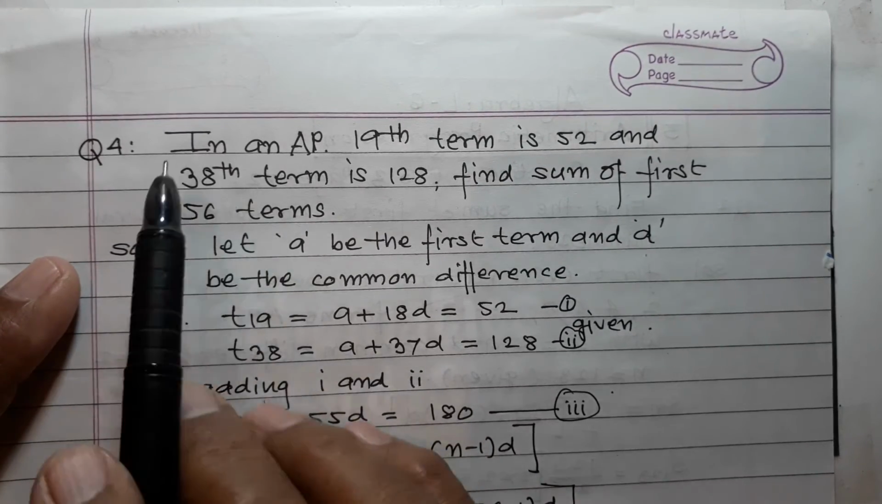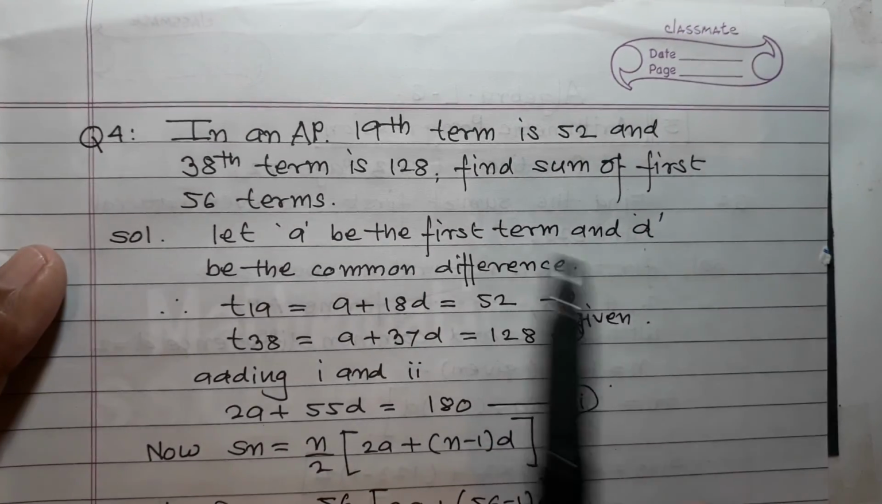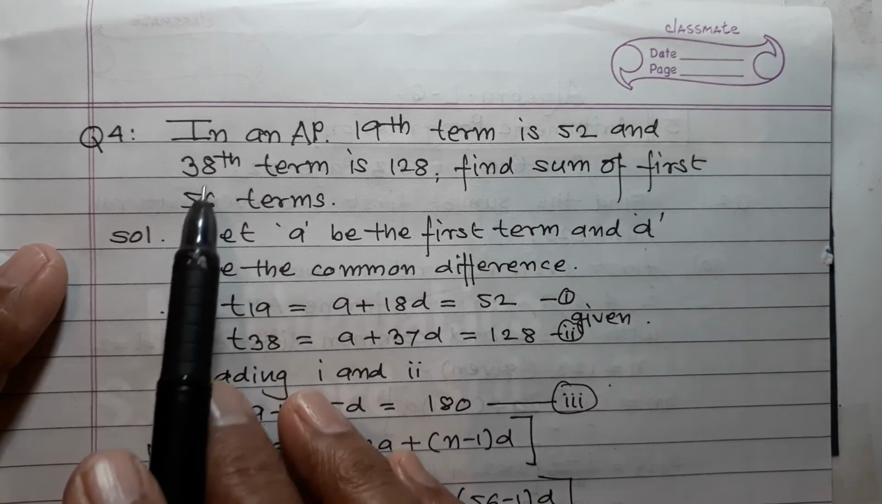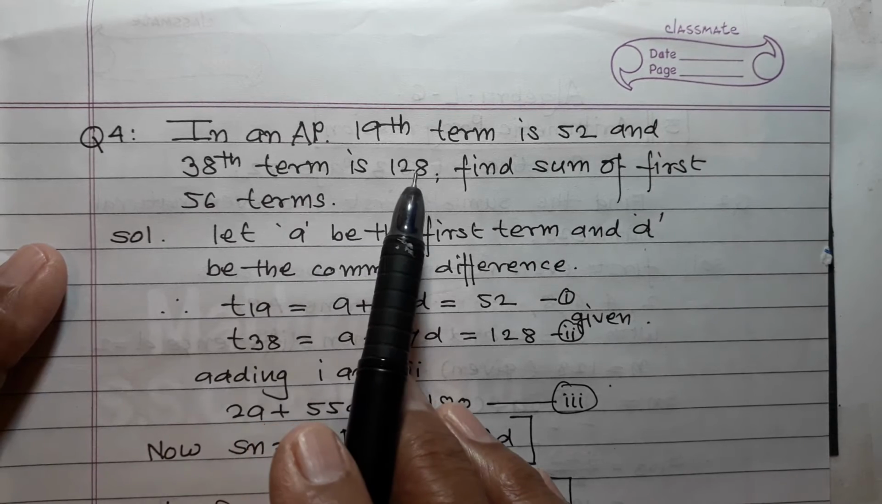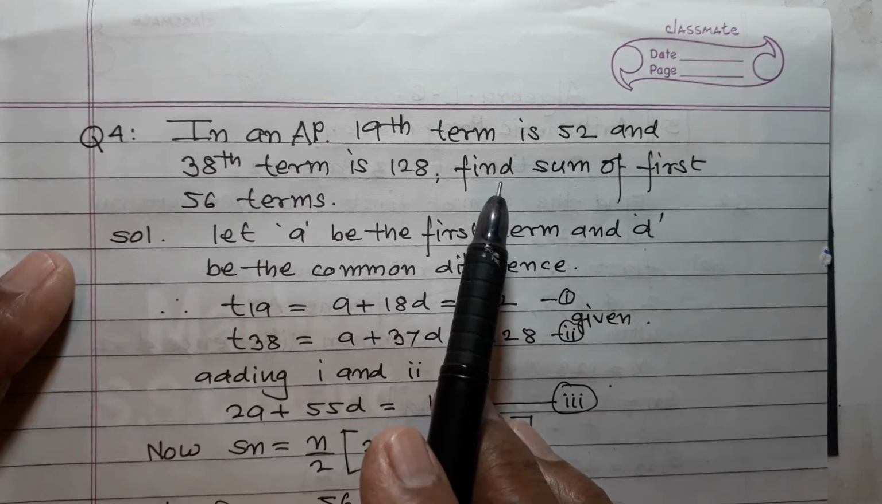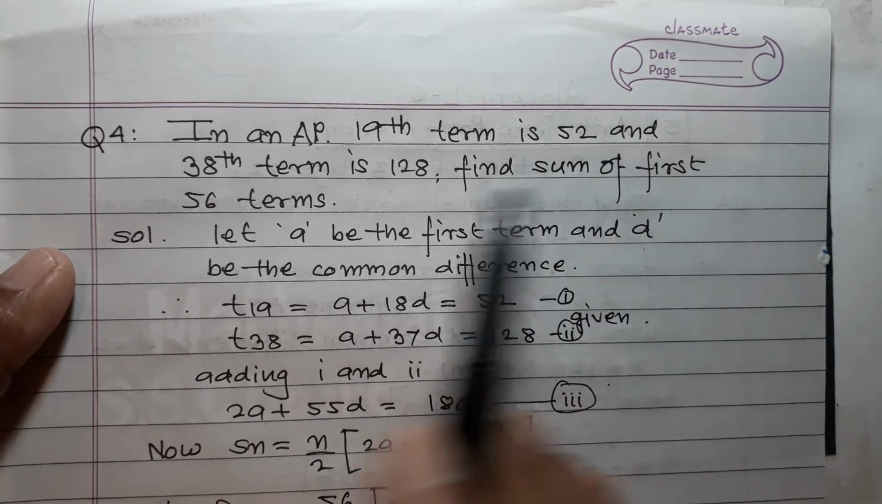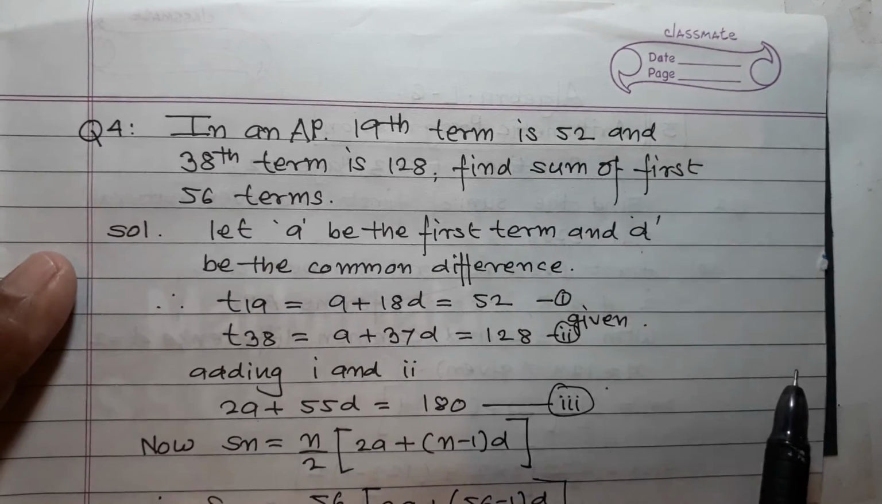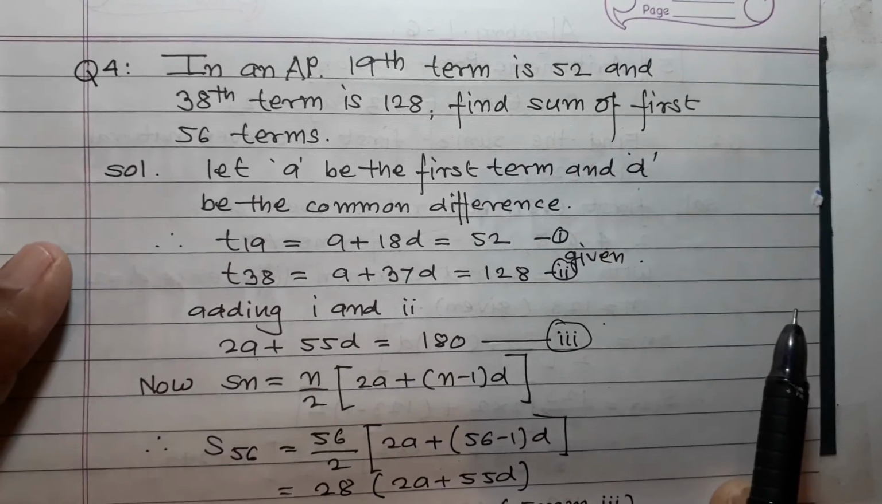Question number 4. In an AP, the 19th term is 52 and the 38th term is 128. Find the sum of first 56 terms. Then write your solution.